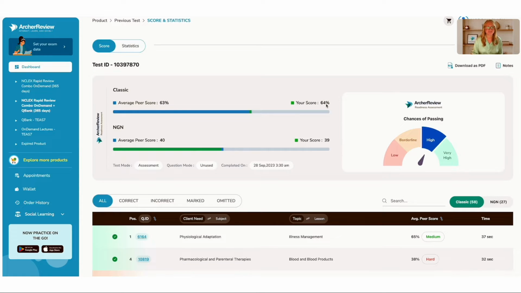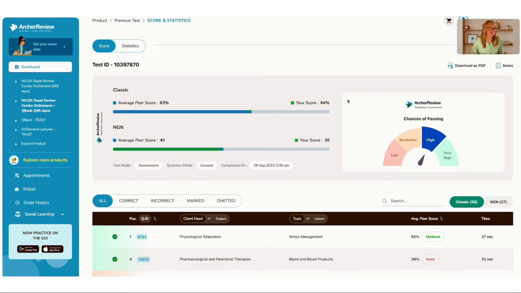You scored 64%. The next thing you'll see is the exact same breakdown, but for the NGN questions. Your peers scored an average of 40 on those specific NGN questions, and you scored almost exactly the same, 39. Based on the level of difficulty and how your peers did and how you did compared to your peers, the algorithm gives you a high chance of passing.